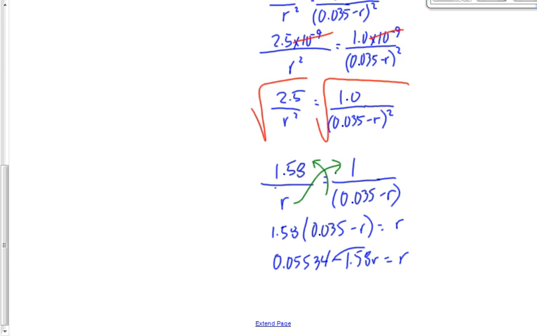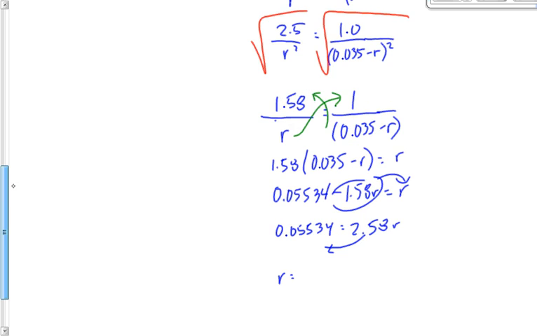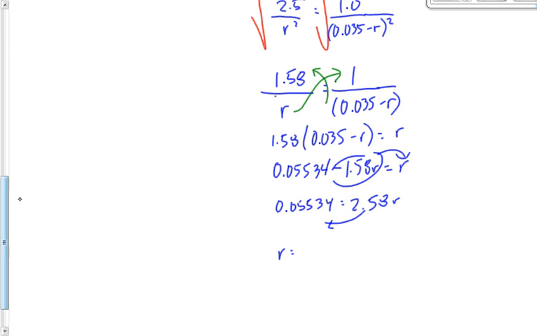Let's take this to the other side by adding. Becomes 2.58r, because 1r plus 1.58r is 2.58r. And now, if I take the 2.58 over by dividing, I'm pretty sure the value for r that I'm going to get is going to be 0.0214 meters.